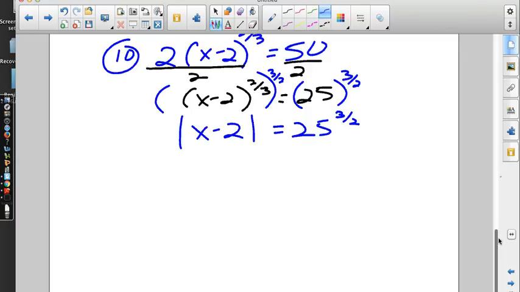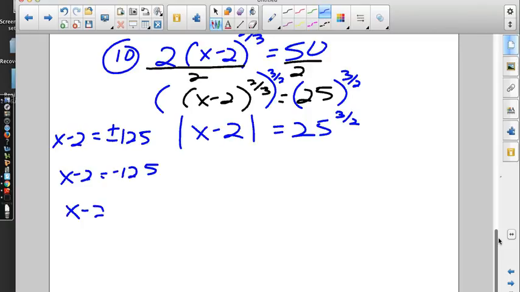Now, some people don't do the whole absolute value thing. Some people get over here to x minus 2 and they go, but wait a minute, that would be plus or minus 5 cubed. So that's going to be plus or minus 125. So I'll just set this up to negative 125 and positive 125 and get it. And they're wrong. But that's what absolute value makes us do, is set those two up.